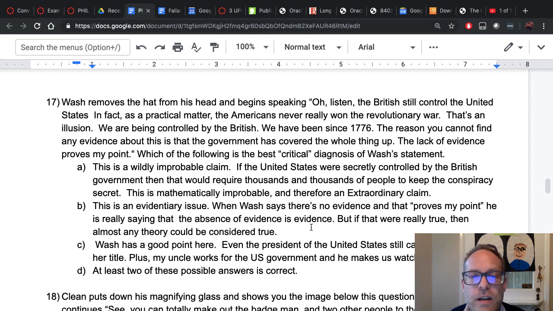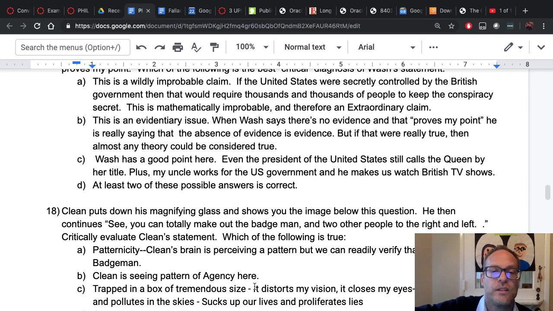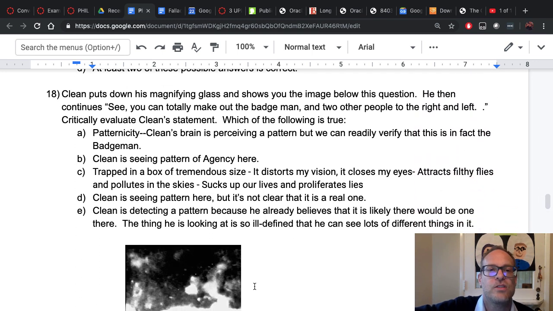This is an evidentiary issue. When Wash says there's no evidence and that proves my point, he's really saying the absence of evidence is evidence. But if that were really true, then almost any theory could be considered true. Okay, A and B are both pretty good, so D is our best answer. At least 2 of these possible answers is correct.